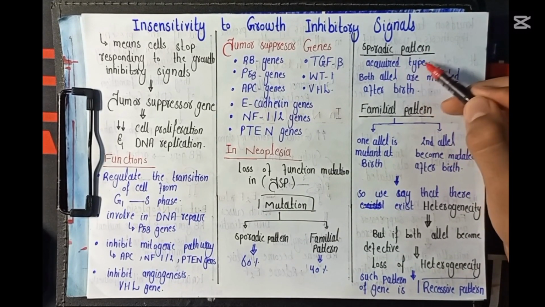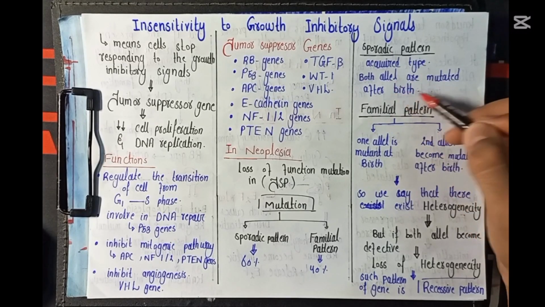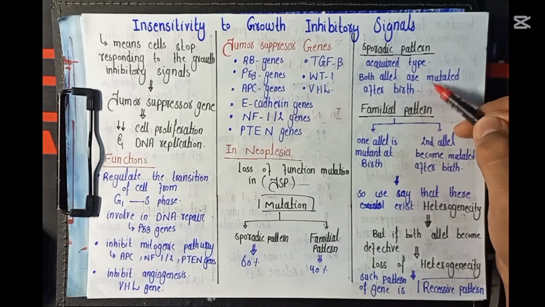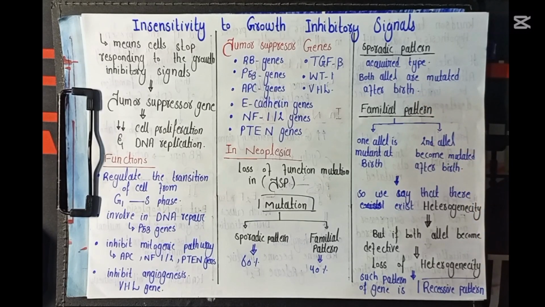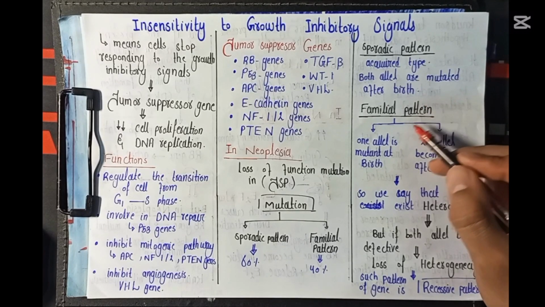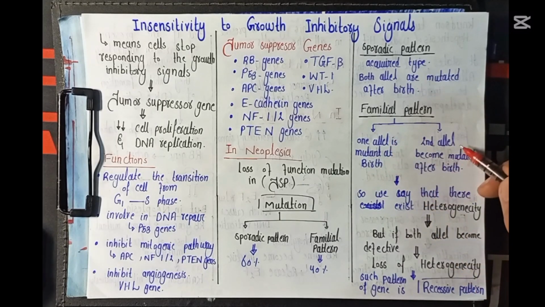A sporadic mutation is the acquired type of mutation in which both alleles are mutated after birth. Normally, these alleles are normal at birth, but the mutation occurs in both alleles after birth. The second one is the familial pattern. In familial pattern, one allele is mutant at birth, but the second allele is normal.